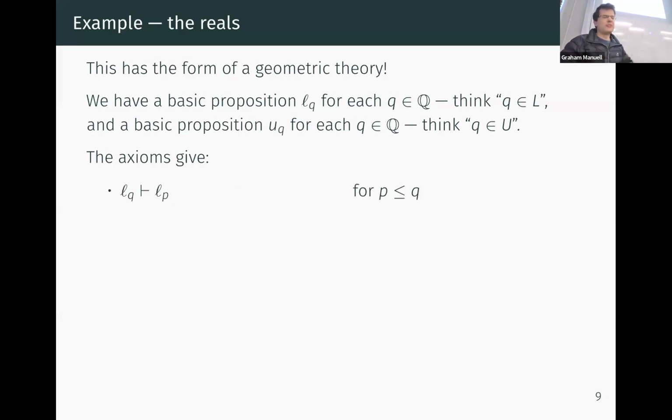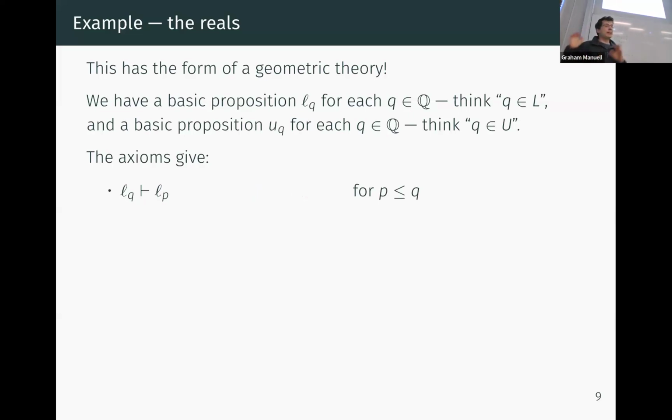So first I'm writing the fancy geometric logic way. When I use this weird turnstile symbol, just think that it means implies. It means that if LQ is true, then LP is true. So this is like an implication. We don't have implication in geometric logic, which is why I need to use this weird turnstile. But essentially, it's just saying that if the one's true, the other one must be true.